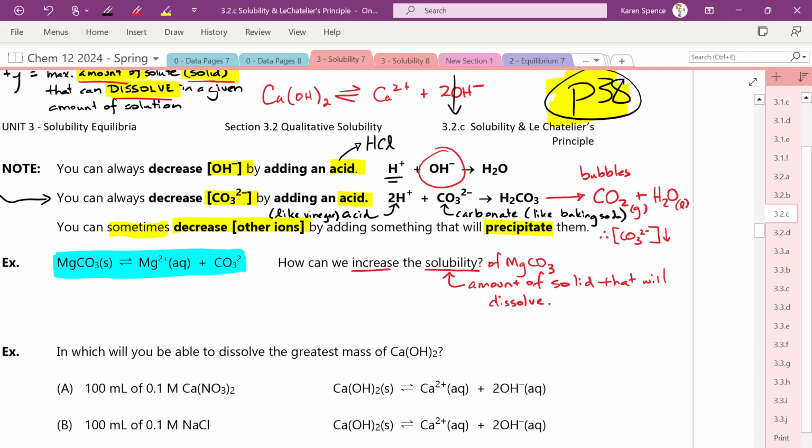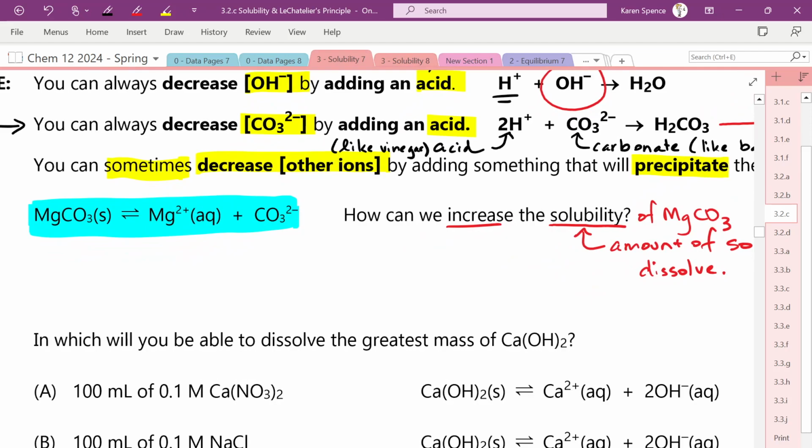We could add H+. I would choose a strong acid instead of a weak acid. So HCl is a good choice. HNO3 is a good choice. So we're going to add HCl or HNO3. And what reaction takes place if we add HCl or HNO3? We get H+, what does it react with? CO3 2-.